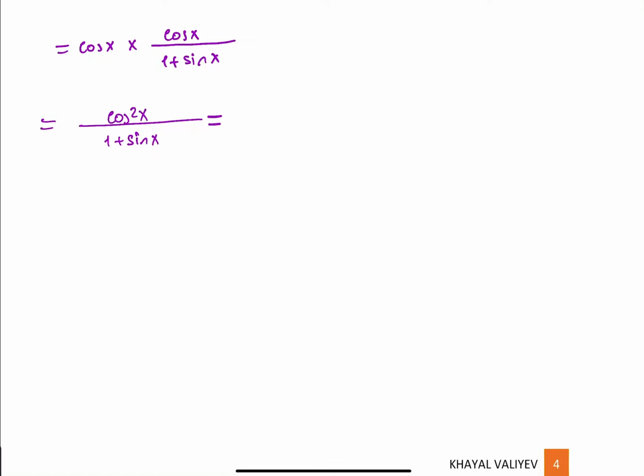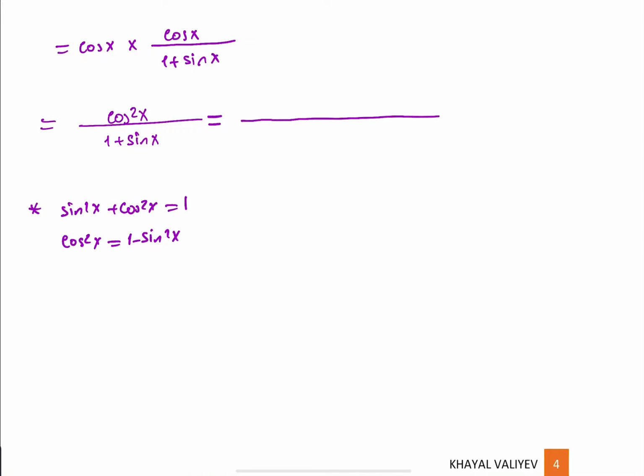At that time, I'm going to use the Pythagorean identity. Just a quick note here, because I know that sine squared x plus cosine squared x equals 1, that makes cosine squared x equal to 1 take away sine squared x. So instead of cosine squared x, I'm going to write 1 take away sine squared x over 1 plus sine x.